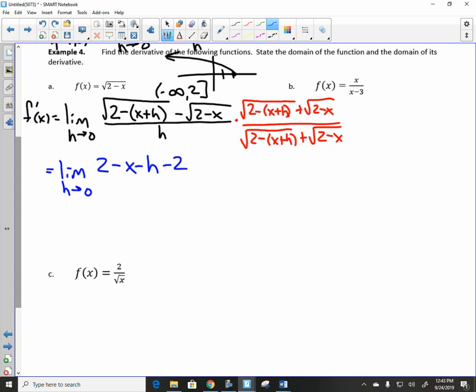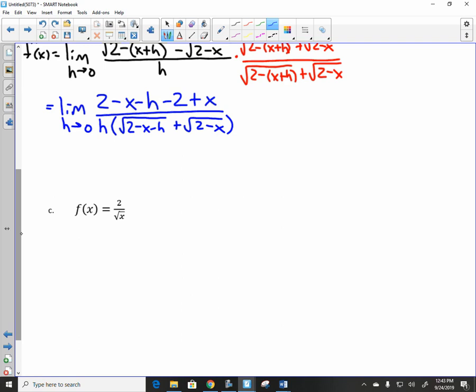Minus 2 plus x over, let's be careful here, h times the quantity, square root of 2 minus x minus h, plus the square root of 2 minus x. What happens?